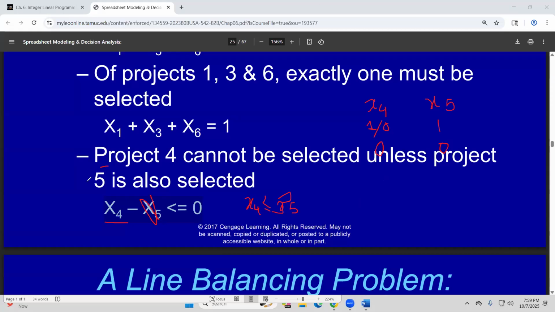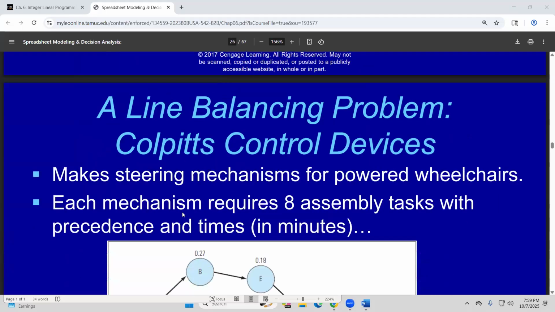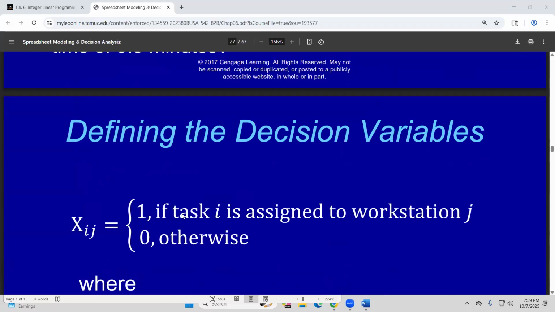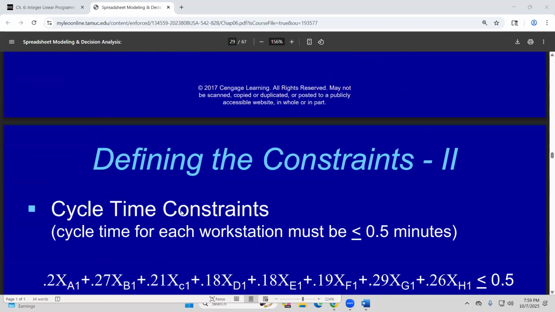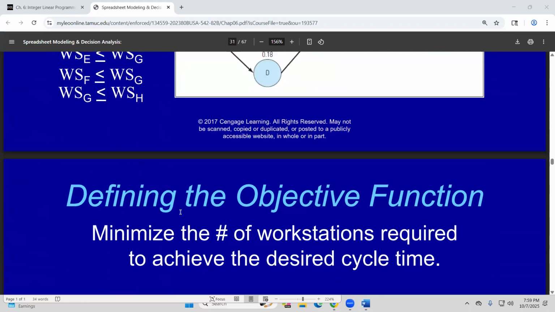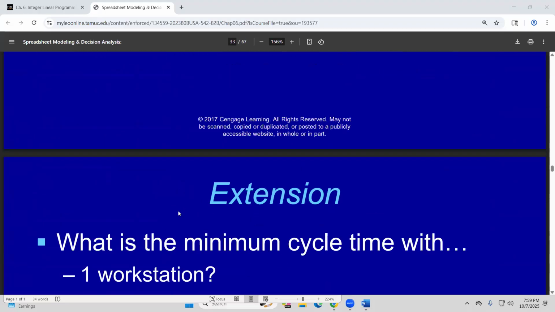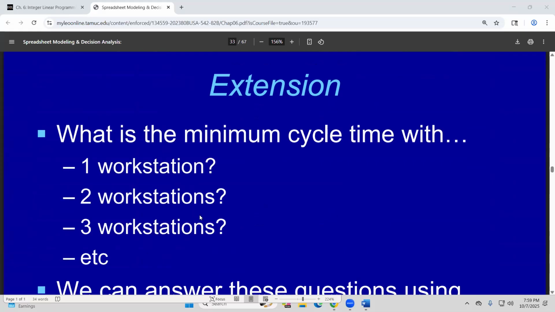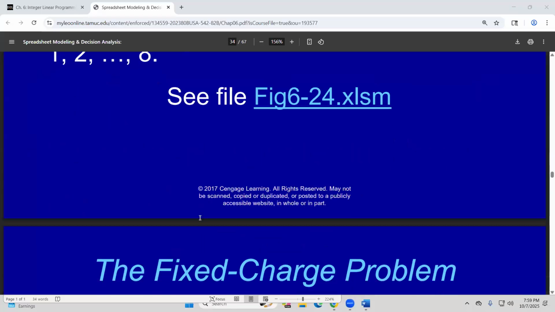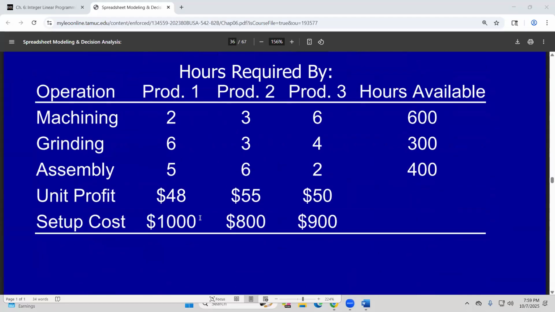So when x5 is picked up, when we pick project 5, you have the option to pick or not pick project 4. So it's not that if you pick 5, you need to pick 4. That's not the interpretation of the question. And there are other ones as well. For example, let's jump this one. The stuff that I'm not covering is not going to be in any of the upcoming projects.